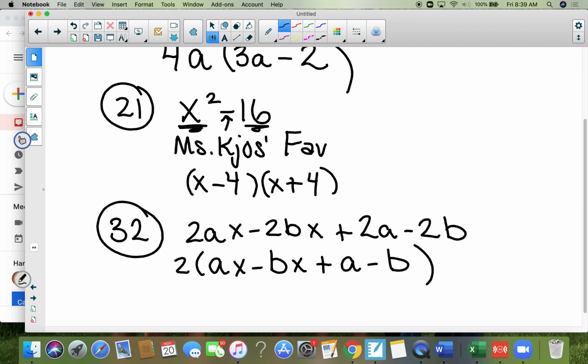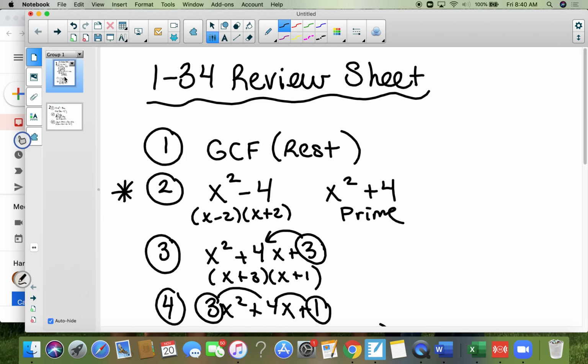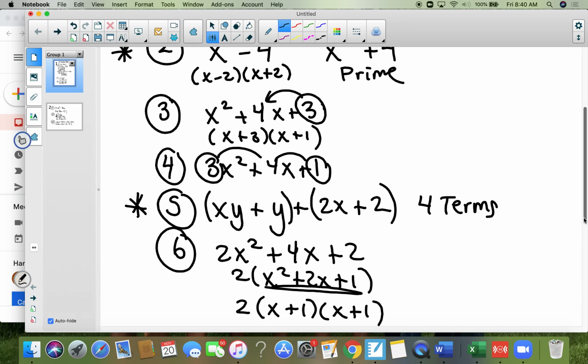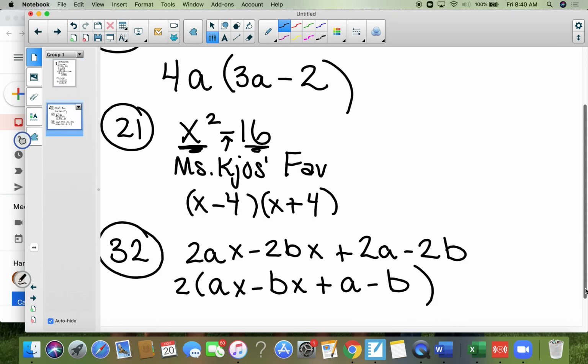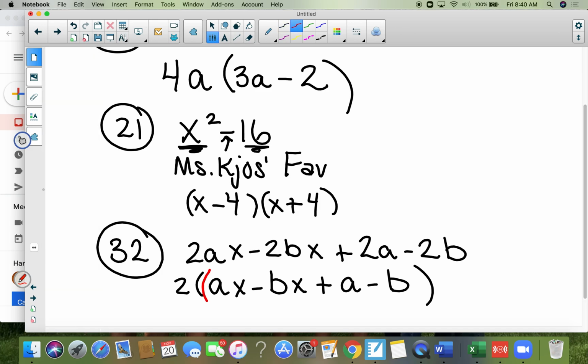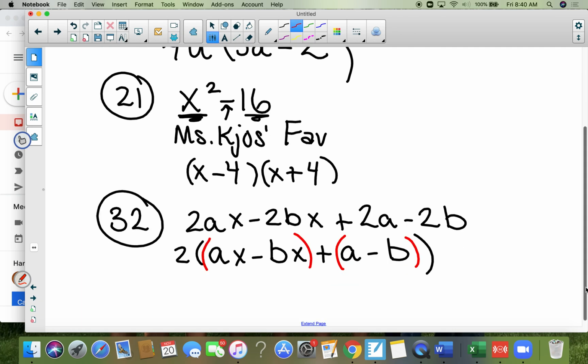How many terms are in there inside the parentheses? 4 terms, right? Isn't this the unique one, the 4-term one? This is number 5, the 4-term one where you group the first 2 and group the second 2, right? So after we took the GCF out, I'm gonna use a different color. I'm gonna group these 2 and I'm gonna group these 2. So there's a little 2 hanging out there.